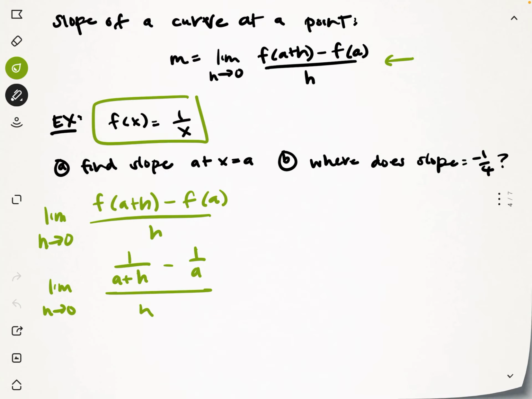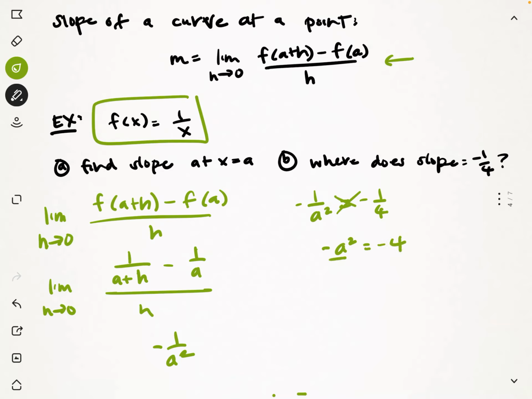All right, so let's get back to this part. We found that this whole thing is going to be negative 1 over a squared. So in order for us to find where the slope equals that, well, this represents the slope. We're figuring out when it's equal to negative 1/4. Because we have a proportion here, we can cross multiply. So a squared times negative 1 is negative a squared, and negative 1 times 4 is negative 4. We can divide by negative 1 to get rid of those negatives. And then a is going to be positive and negative 2.